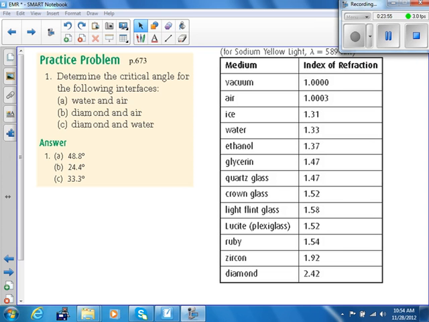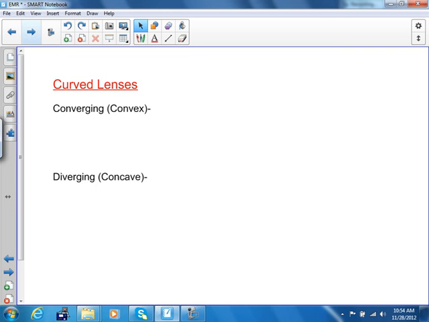We're going to move on beyond just general refraction now, and we're going to talk about lenses, curved lenses, specifically, just like we talked about last week, curved mirrors. There's two types of curved lenses, just like there were two types of curved mirrors. We've got converging and diverging, but look really close at what I've got written down here already. Converging is convex. Diverging is concave. For a mirror, it was the exact opposite.